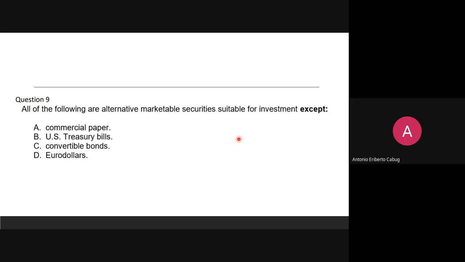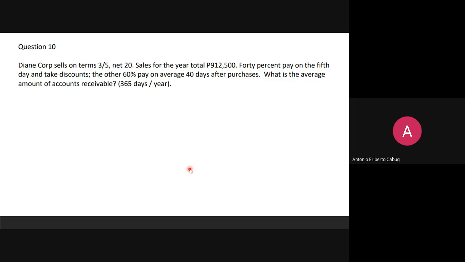Okay. So, alin dito yung hindi natin pwedeng gawing marketable security? It would be letter C. Remember that bonds are long-term debt instruments. Tama? Commercial paper, treasury bills, eurodollars, A, B, and D, these are all short-term securities. While yung bonds, convertible pa nga to, they are long-term securities. Pag marketable securities, dapat short-term instruments lang. Correct answer is letter C. So thank you for answering.